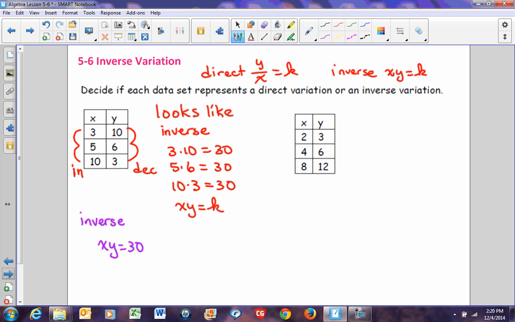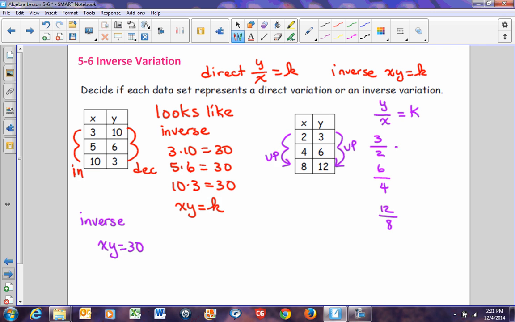If we look at the second table, where x is 2, y is 3, x is 4, y is 6, x is 8, y is 12, x is increasing, it's going up. y is also increasing, going up. So it looks like it might be direct variation. As one value goes up, the other goes up. So we're going to check to see if direct variation applies. We're going to see if y over x is constant. So y over x: 3 over 2, 6 over 4, and 12 over 8.